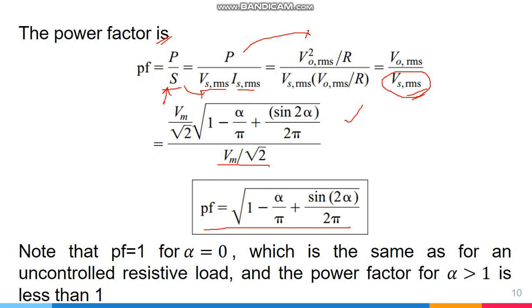Note that the power factor is equal to 1 when alpha is 0. If alpha is kept 0, in that case power factor is 1, which is the same as for an uncontrolled resistive load, and for alpha greater than 0 the power factor is less than 1. So if I keep on increasing my angle alpha, the power factor will keep on getting poorer and poorer.